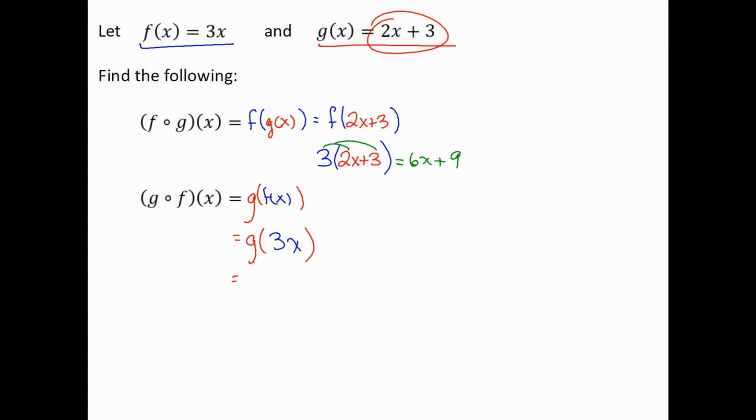And we'll write everything that is g except for the x part, which we'll replace with 3x. So 2, and then parentheses, because that's where the x is, and then plus 3. And then in those parentheses, we'll write 3x. Now we're good to simplify. So 2 times 3x is 6x plus 3. Nothing else to simplify. All of our terms are combined. So that's how you can go ahead and compose two functions.